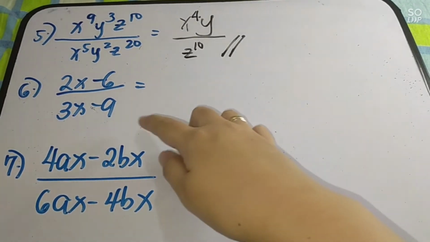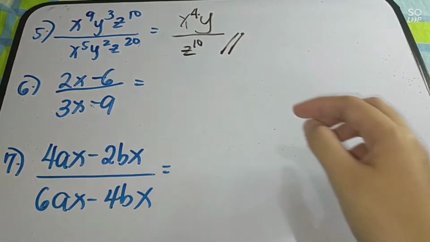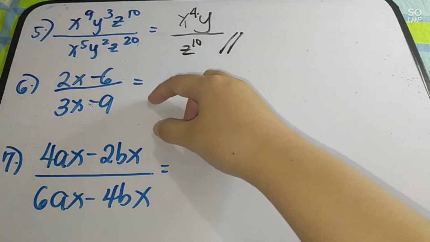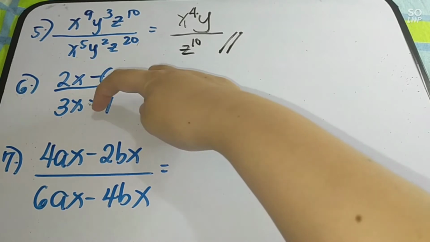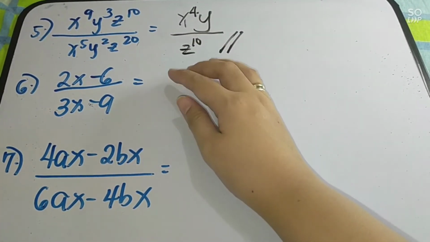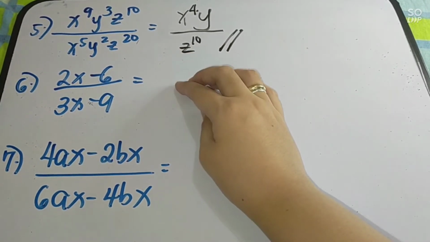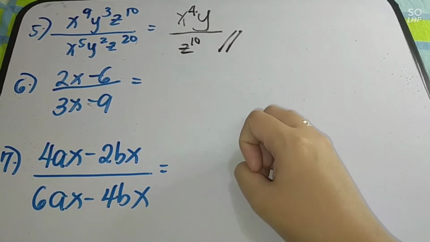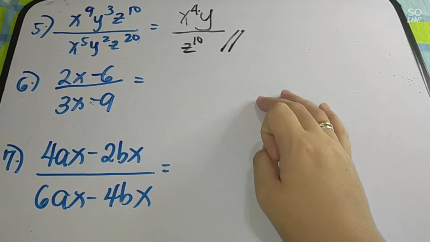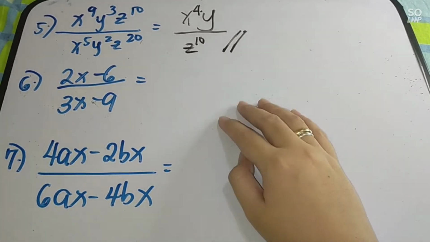2x minus 6 over 3x minus 9. As you can see, meron na tayong binomial dito. Okay, kapag binomial, bawal kang mag-cancellation, kasi meron kang operation dito. So, gagamitin mo na dito is factoring. Ano yung mga factoring na pwede mong gamitin? Common monomial, trial and error, difference of two square, and so on and so forth. Kung ano man yung factoring na tinuro ko last time sa inyo.